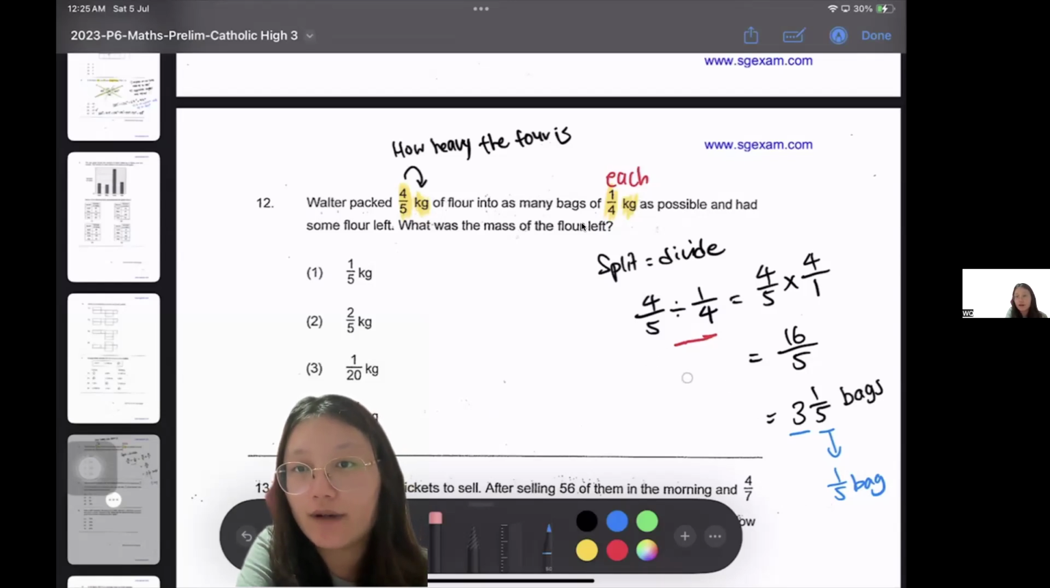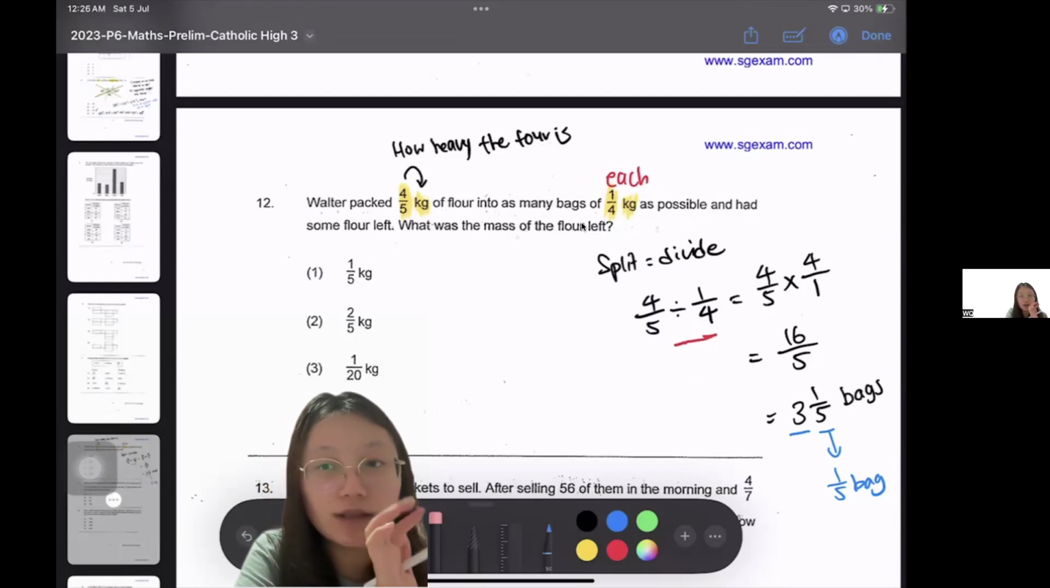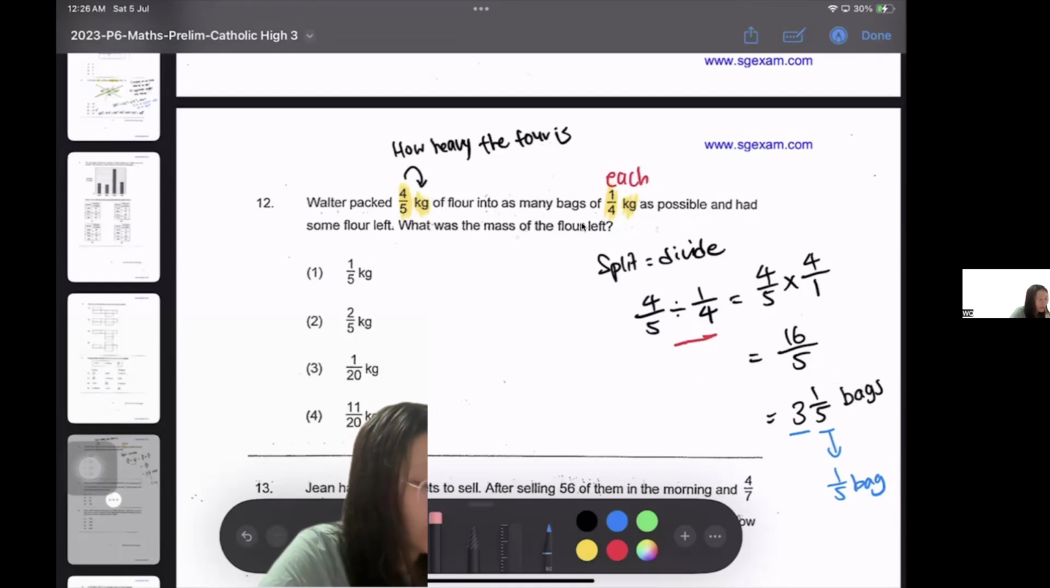You divided by 1/4. It tells you how many bags there are. Bags are the number of groups. Division will tell you how many groups there are, so how many bags there are. But this is not the number of kg. It is a fraction of a bag. So it means that the 1/5 is a 1/5 of the bag. Inside of one bag is 1/4 kg.